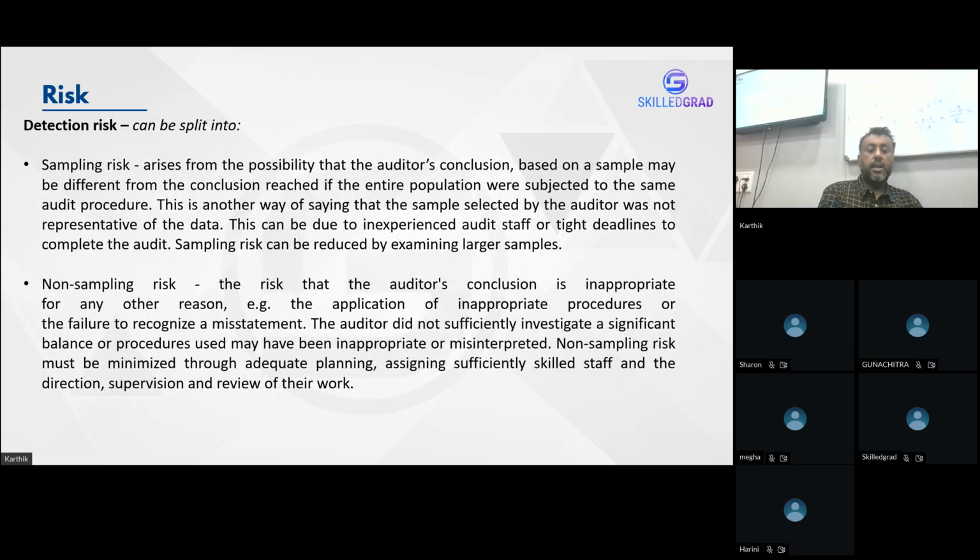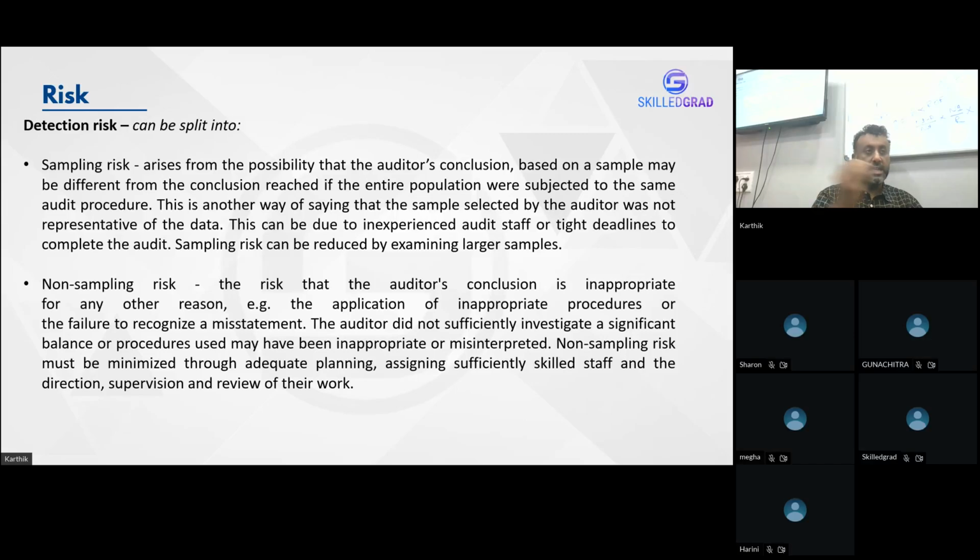Good. How can detection risk be split into 2 parts? Sampling risk and non-sampling risk. Sampling risk is this: I take a sample of invoices, basically a sample of high value invoices or whatever I'm doing. For example, there are totally 100 sales transactions done in a particular year. Think that way. A sample of 20 I picked up and checked. My conclusion was based on the sample. Obviously, I cannot check all the 100 invoices.